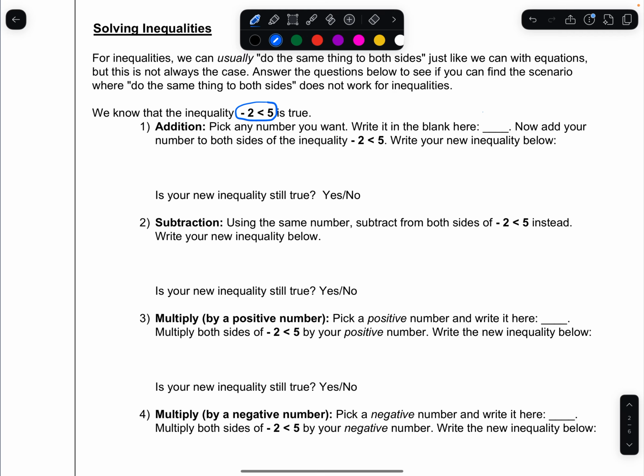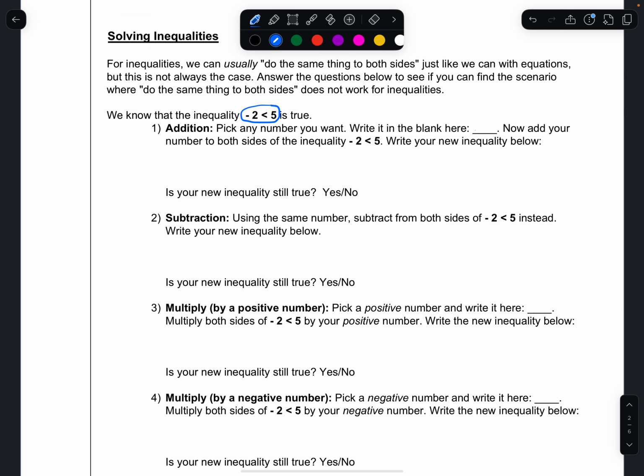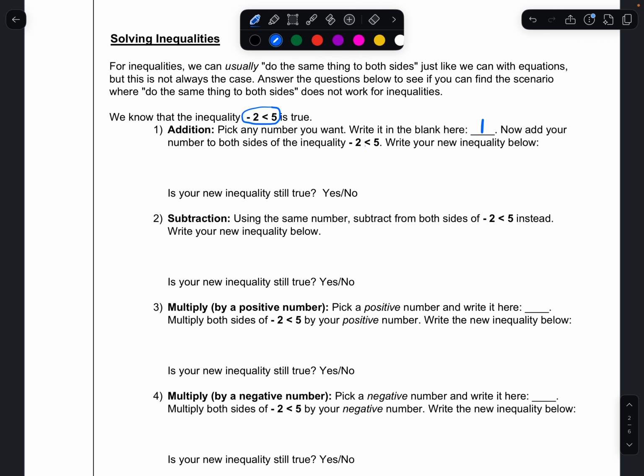Pick any number you want. I'd like you to really do that. Pick a number, and please pick a different number than me in your notebook. I'm going to take an easy one. So when I check your notes, nobody should have the number 1. Pick any other number you want. Now, add your number. I'm going to do 1. You try a different number to both sides of the inequality here.